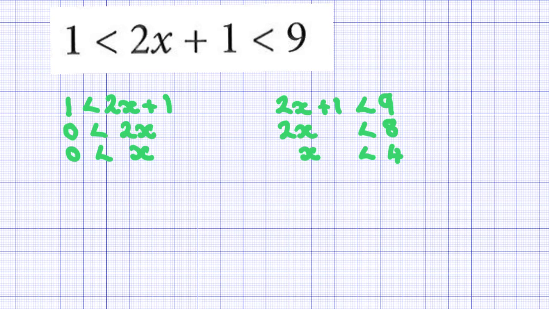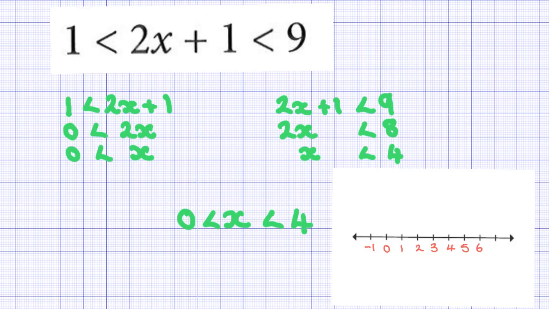Now you can put the two inequalities back together. So x lies between 0 and 4. That could be represented on a number line. The circles are empty because 0 and 4 are not included.